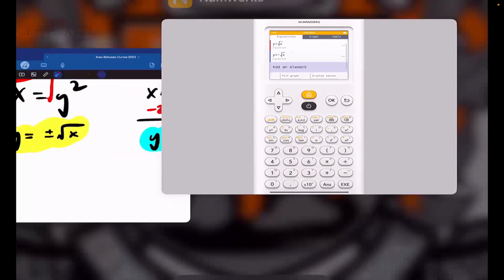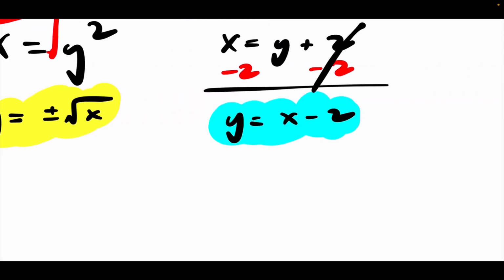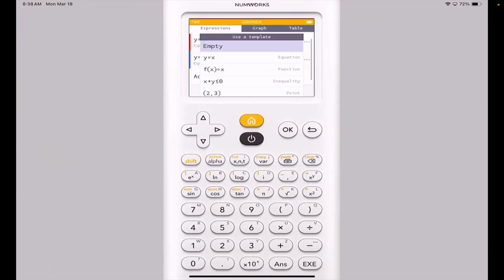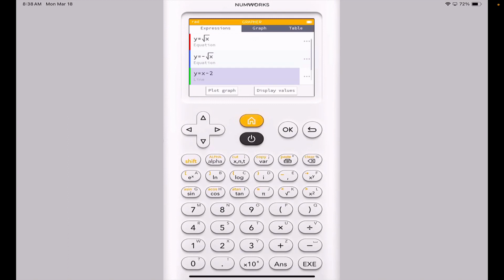Next one. Let's see, x minus 2. And then the last one was y equals 0, which is a horizontal line. So we got one horizontal line, one diagonal line, and then the red and the blue are going to combine together to make one graph. Okay? So let's go see the graphs.